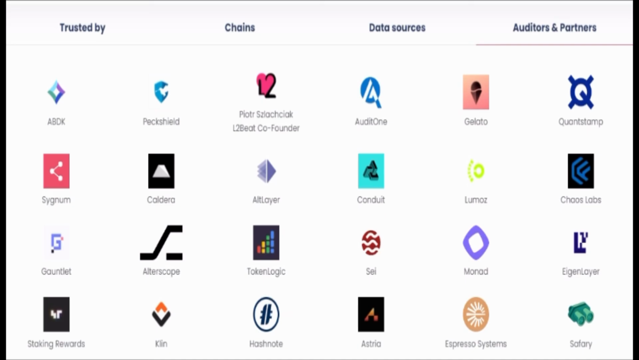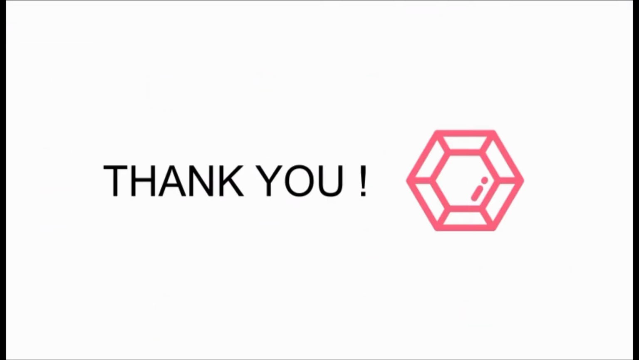And the last one would be auditors and partners. Guys, wow, so many people backing and trusting this beautiful project. And last but not the least, we have lots of big names out here like Eigenlayer, Monad, Sei, Caldera, and so many more, which just makes this project even more bullish.